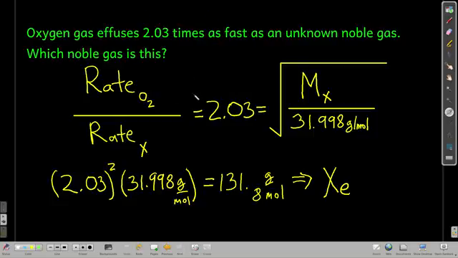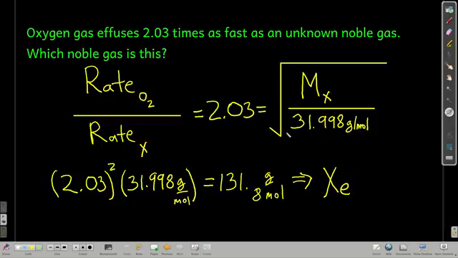For example, let's say we have oxygen and an unknown noble gas in the same container and let them effuse. And we find out that oxygen gas effuses 2.03 times as fast as this unknown noble gas. What noble gas is it? Well, we use Graham's law of effusion. The rate of effusion of oxygen over the rate of X, the unknown, is equal to 2.03. That's what this says here. It effuses 2.03 times as fast. That means the rate of oxygen to the rate of X is equal to 2.03.